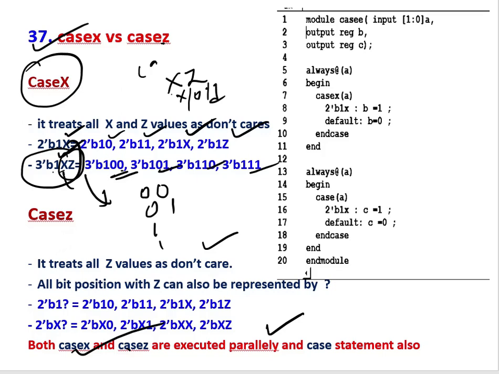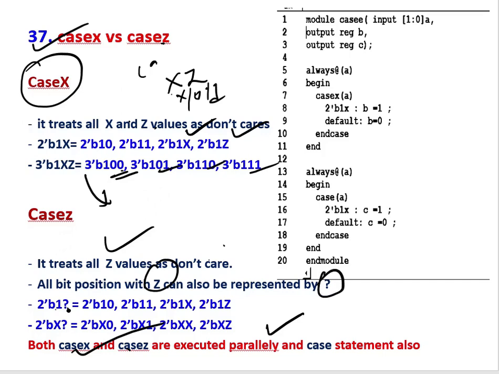The same way, casez treats all Z values as don't care. In casex, it treats all X and Z, but in casez it treats only Z values as don't care. If you write 3'b1zz, all bit positions with Z can be represented by this question mark. So this Z can be 0, 1, X or Z, because it treats all Z values as don't care.